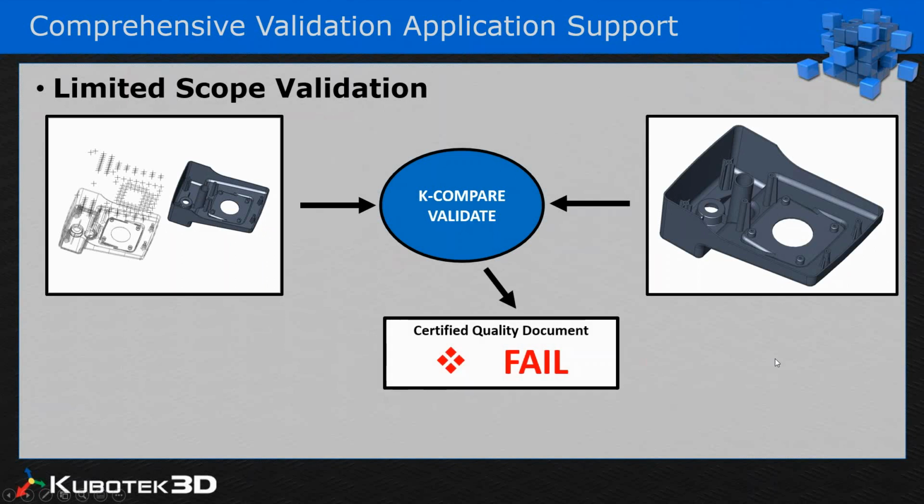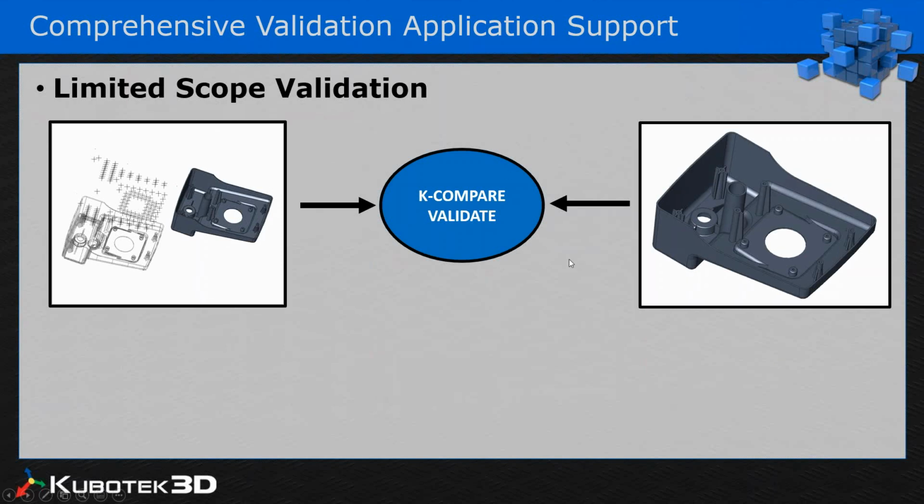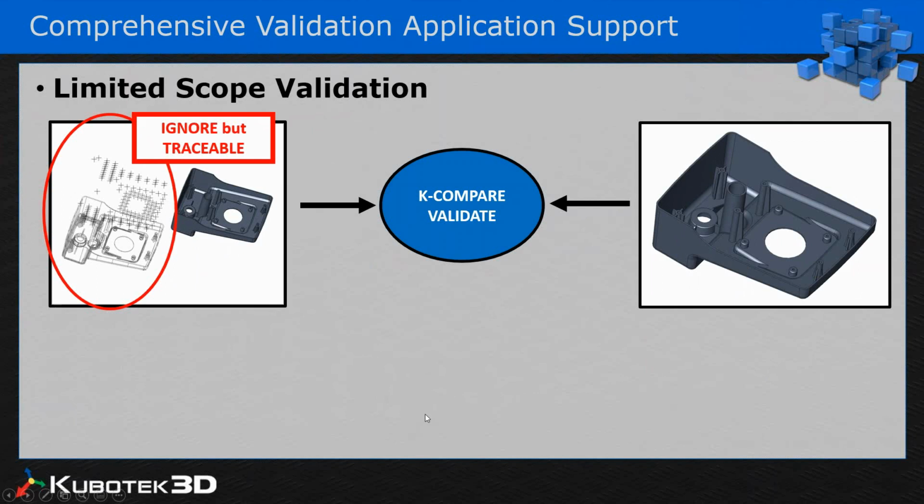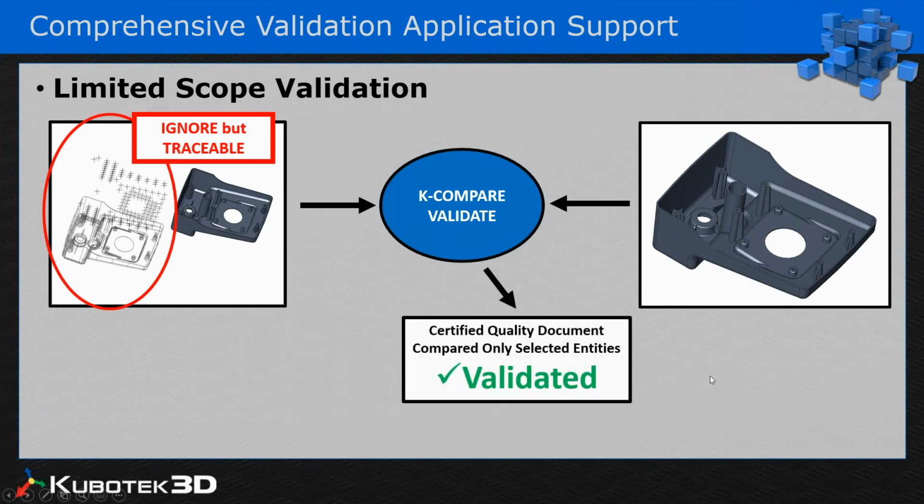So a literal translation of that would be that there's more geometry in one than the other, fail, it doesn't pass. So what we need to do is give you a mechanism so that you can ignore the geometry that you don't care about or that you don't put in your derivative data set, but it's traceable. The fact that you ignored it is traceable, again, for obvious reasons. If we do that, then we can say, okay, this passes because we're only comparing the derivative to the geometry that it represents in the authority data set. Let's take a look at that.